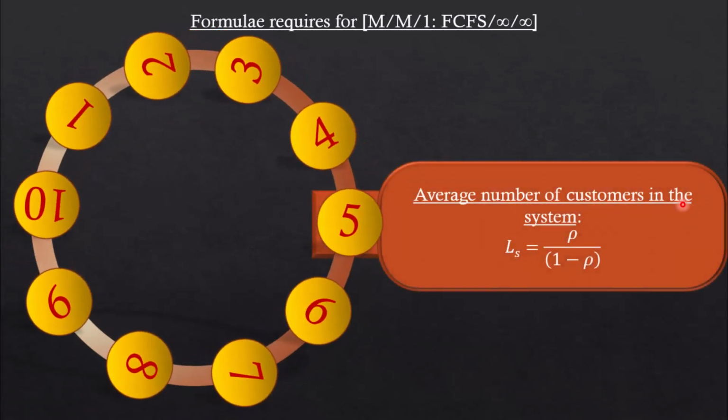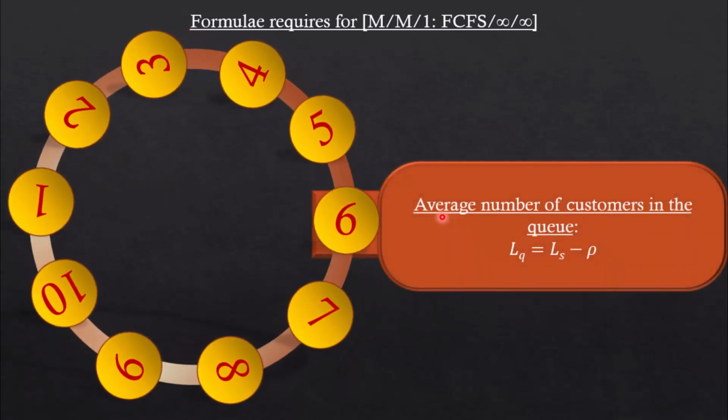Average number of customers in the system, also known as the length of system. Whenever we are talking about the system, we will find the length of system. It is given by rho upon 1 minus rho. And if we put rho equal to lambda by mu, we can find this equation in terms of lambda and mu. Now let us move ahead.